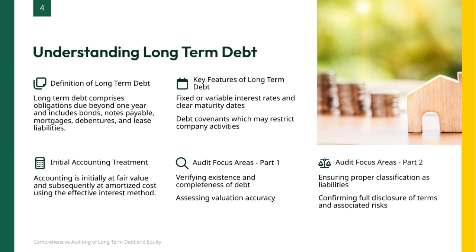Additionally, many long-term debts come with covenants. These are restrictions or conditions that the company must comply with, often limiting certain financial or operational activities to protect the lender's interests. When it comes to accounting, long-term debt is initially recorded at fair value. After that, it's accounted for at amortized cost, which is calculated using the effective interest method. This approach helps in recognizing interest expense accurately over time.